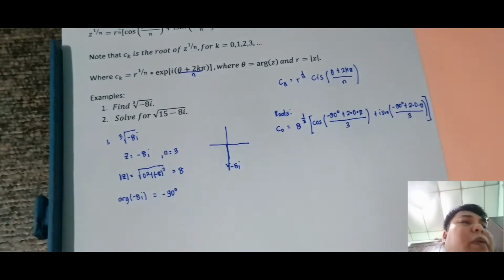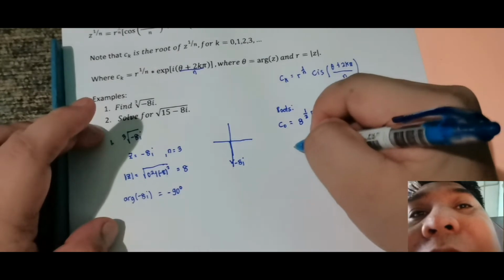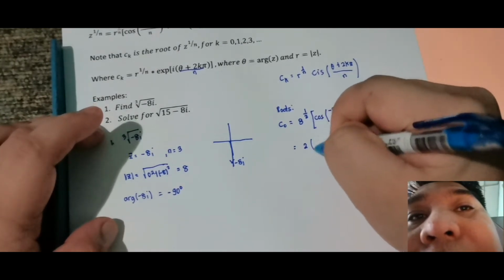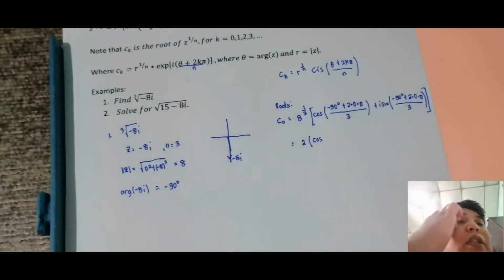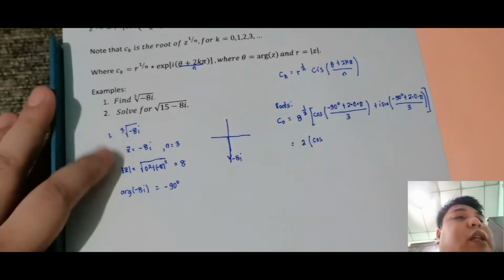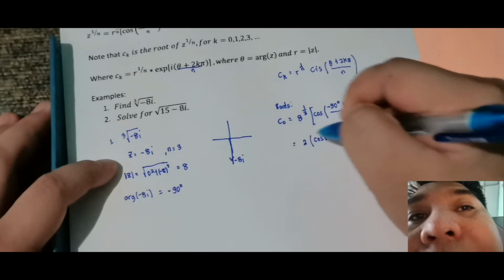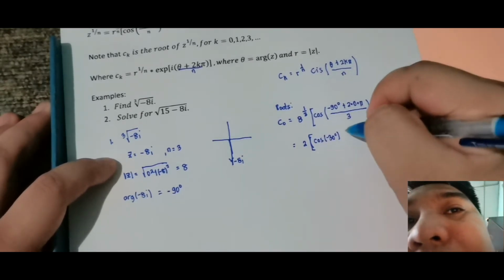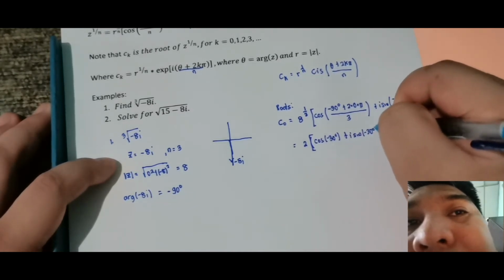So another thing, so you don't get confused with pi, the pi is automatically 180. So I'll just use 180, because I'm using degrees. It's odd, right? Degrees and then radians. Okay, so let's proceed. So 8 raised to 1/3 is equivalent to 2. Then this is cosine of negative 90 plus 2 times 0 times 0 is 0. So negative 90 divided by 3 is negative 30. So this is negative 30 degrees. Then this is plus i sine, of course the same, negative 30 degrees.